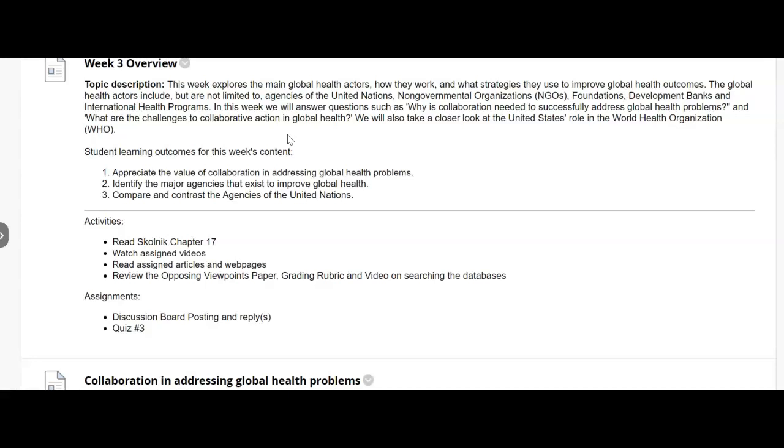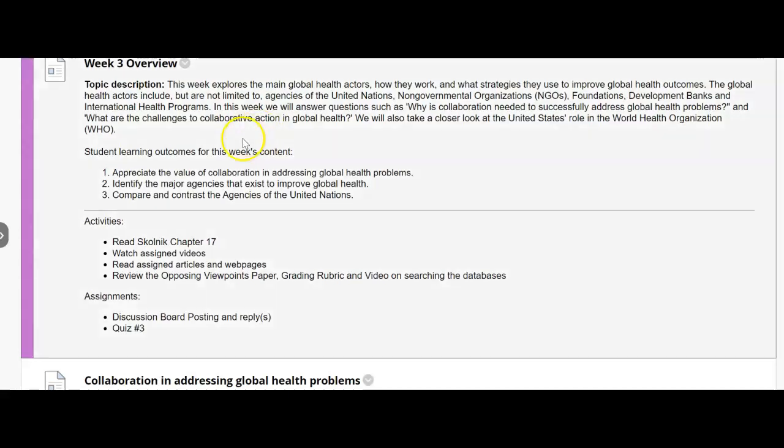We're also going to answer questions such as why is collaboration needed to successfully address global health problems? And what are the challenges to collaborative action in global health? And there are many challenges to collaborative action. When you think of different countries across our globe coming together to improve health of all, you can tell that there must be many challenges. So we're also going to take a closer look at the United States' role in the World Health Organization.